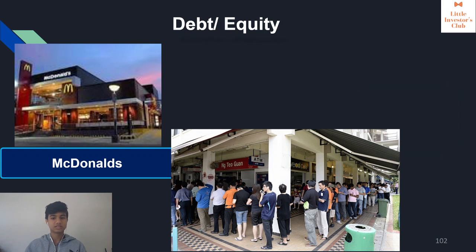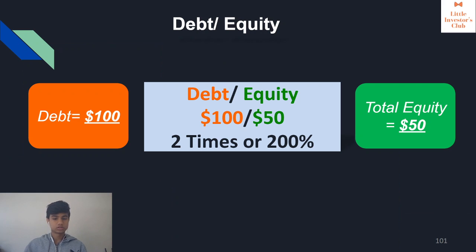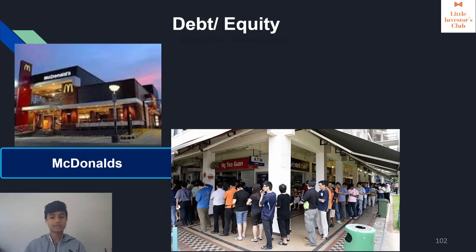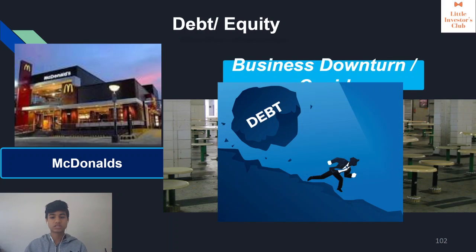So here's another example. So here's what else we can look at. Here we can take a business that has a very high debt to equity, like we saw, where it had a debt to equity of 2. And anytime there's a business downturn or COVID such as this, the debt basically crushes the business.